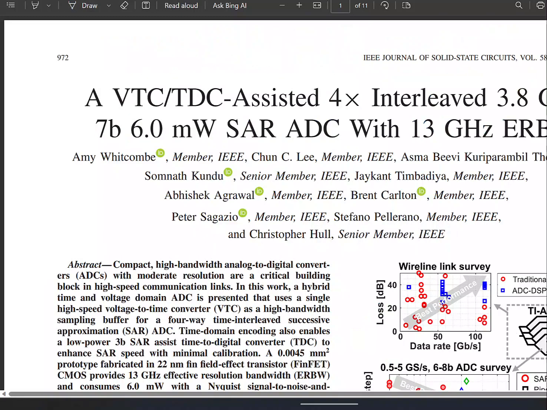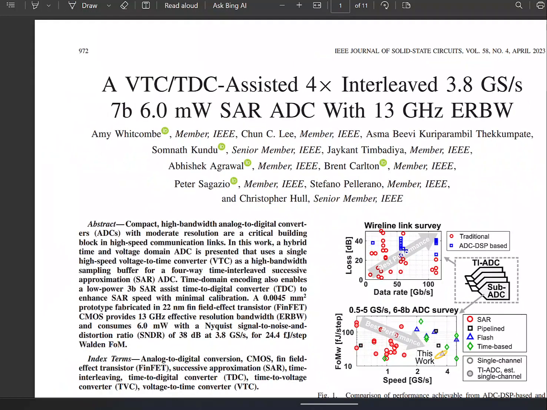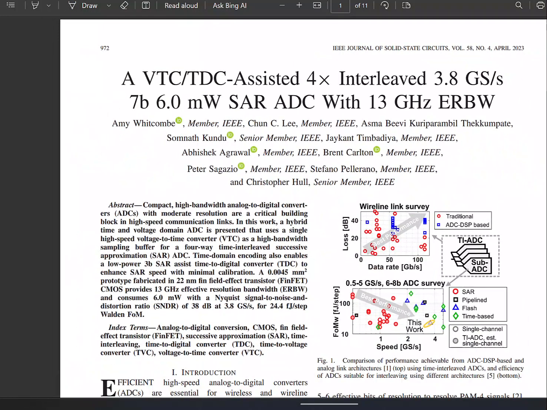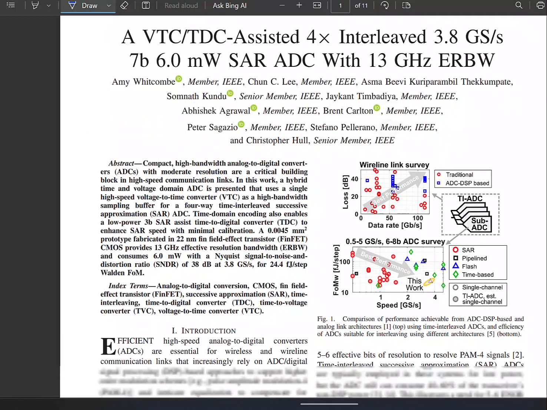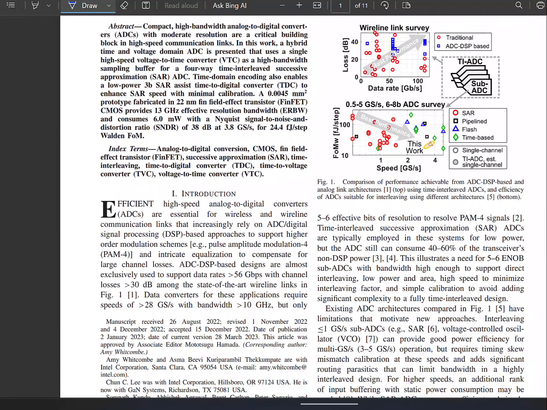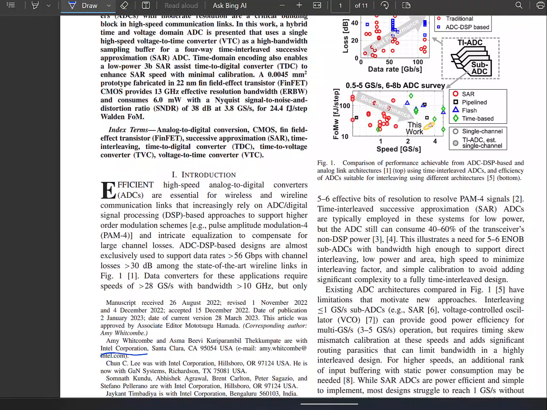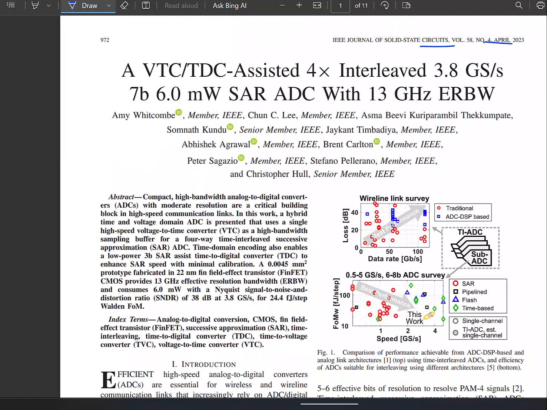So here I'll show one other thing. This is again a recent paper in JSSC in 2023 April, and I think it's also from Intel. So this is essentially an ADC paper where they have realized a 4x interleaved ADC at this speed, right?